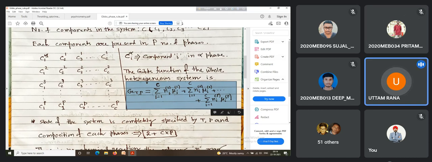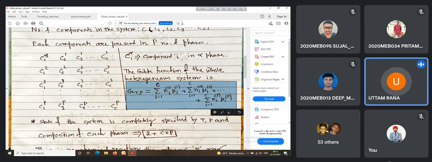So the Gibbs function of this particular heterogeneous system may be written, let us say we are talking about the components 1 to C. For each phase, we can write the chemical potential. This is the Gibbs function for phase 1, this is the Gibbs function for phase 2, and this is the Gibbs function for phase P. So we need to specify this many compositions for each component and each phase.